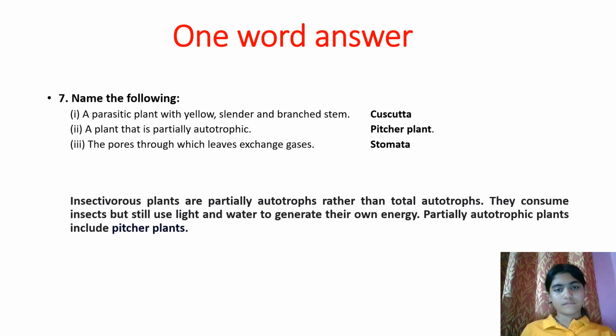Partially autotrophic plants are half autotrophs, which take minerals and water from the roots to the leaves. Photosynthesis happens in them, but they are deficient in proteins, so for proteins they depend on insects, like insectivorous plants. That is why they are called partially autotrophs. The pores through which leaves exchange gases are stomata. Insectivorous plants are partially autotrophs rather than total autotrophs. They consume insects but still use light and water to generate their own energy. Partially autotrophic plants include pitcher plant.